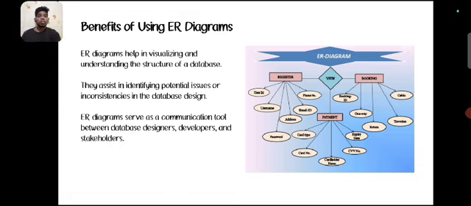Now let us come to the benefits of using ER diagrams. ER diagrams help in visualizing and understanding the structure of a database. They assist in identifying potential issues or inconsistencies in the database design. ER diagrams serve as a communication tool between database designers, developers, and stakeholders.